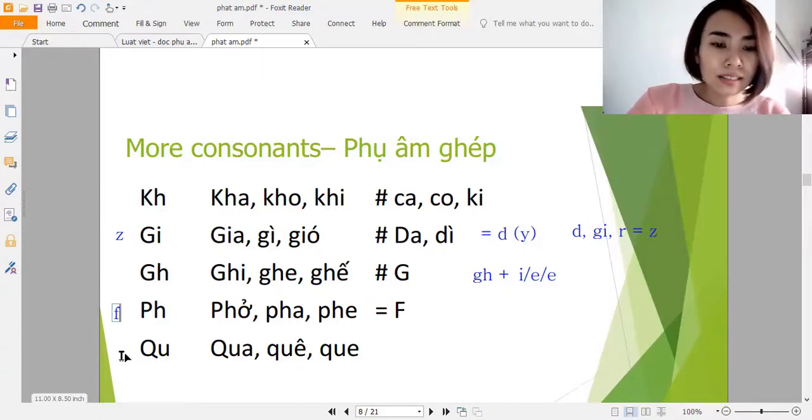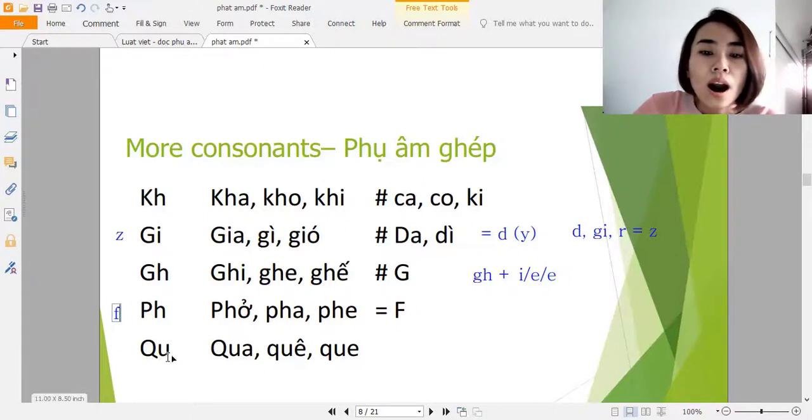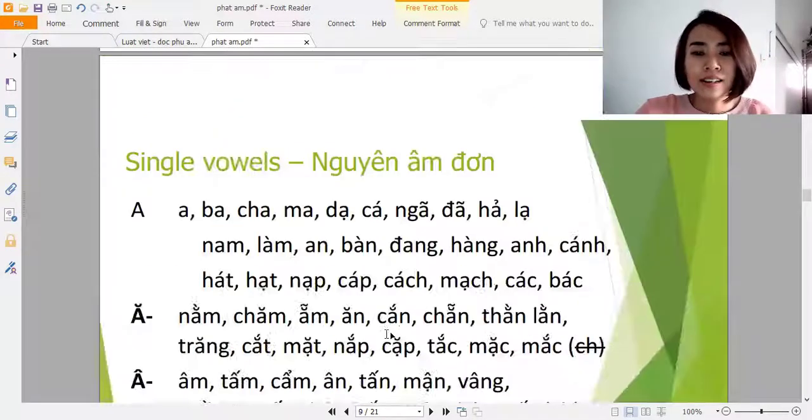Last consonant cluster, Q, U, I told you earlier, okay? Qua, qua, qua. Okay, that's it.